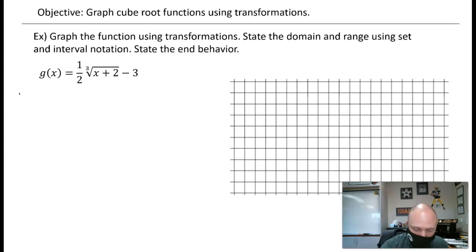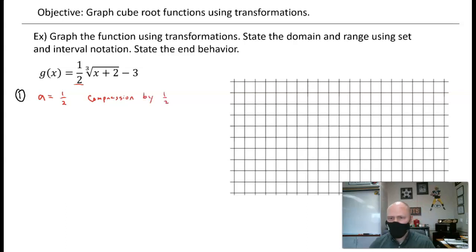So step 1, what is our A value? Well, A is 1/2. So what are the effects of that? Well, since it's between 0 and 1, it's going to have a compression by a factor of 1/2. So we can expect everything to shrink by a factor of 1/2.